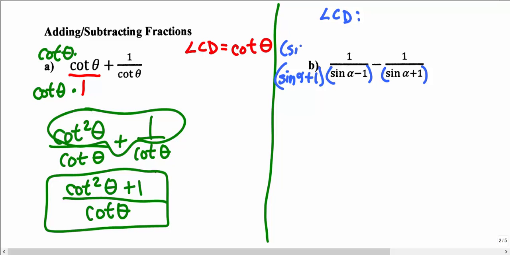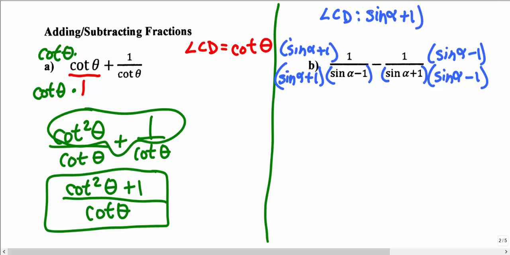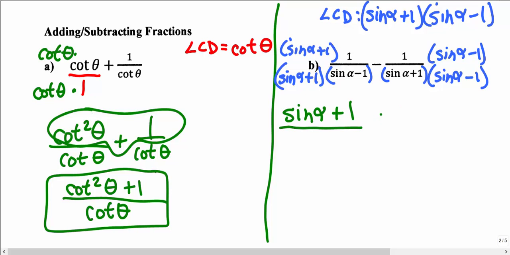times the top and the bottom. And this one I would have to multiply top and the bottom by sine alpha minus 1. So we multiply them basically times each other to find that LCD. So our lowest common denominator would be sine alpha plus 1 times sine alpha minus 1. So those two are basically similar to the idea of binomials multiplied together. Now our new fractions would be sine alpha plus 1 divided by that LCD.